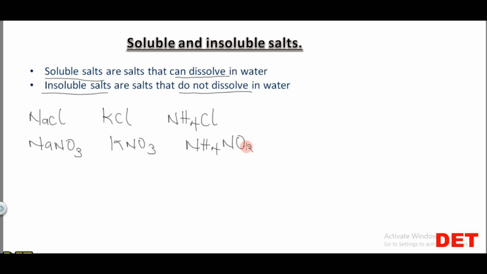It is very important that you should know that all common salts of sodium, potassium, and ammonium can dissolve in water. They are soluble salts. So whether it is a chloride salt, a trioxonitrate(V) salt, a tetraoxosulfate(VI) salt, or a trioxocarbonate(IV) salt, all these are soluble in water.